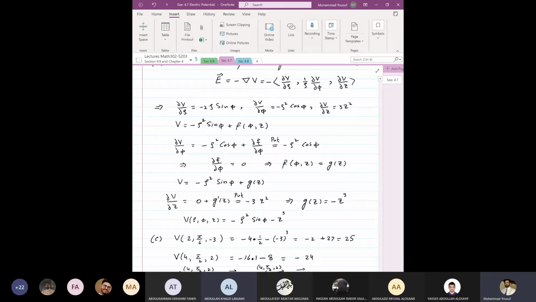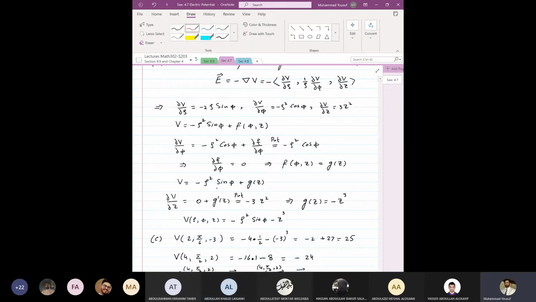Look here. Let me use red color. We differentiate this with respect to z. And then we put this 0 plus g prime of z equal to this. I put double underline. Of course, that should be with the negative. I forgot. Now from here we get partial v by partial z equal to 0 plus g prime of z. But before we already have partial v by partial z equal to negative 3z square. So we put these two partial v by partial z equal.